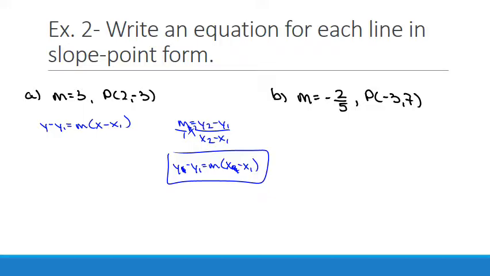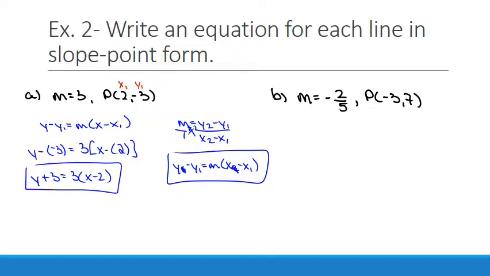Back to this question, though. I know my slope is 3, so I can plug that in. And I also know this is x1, this is y1. So I get y minus, I'm going to use the brackets, negative 3 equals 3 bracket x minus, my brackets, and my x value is 2. So now I'll go ahead and do my sign changes. That would be y plus 3 equals 3 bracket x minus 2.